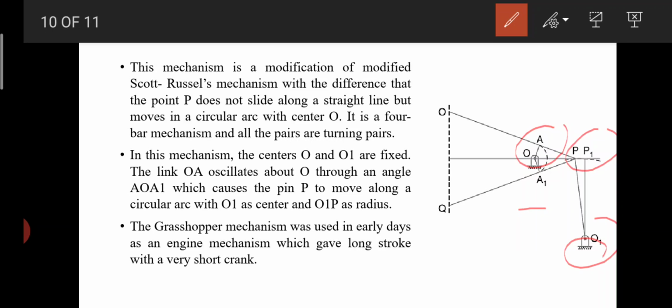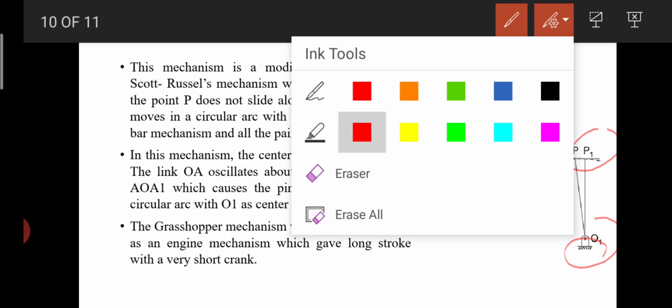If OA moves in a clockwise direction and A is the intersect with center O, यानी कि OA स्ट्रेट हो जाएगा, तो हमारा पॉइंट P होगा, वो कहाँ मूव होगा? P1 पे मूव होगा. Okay, so the grasshopper mechanism was used in early days as an engine mechanism which gave a long stroke with very short crank.